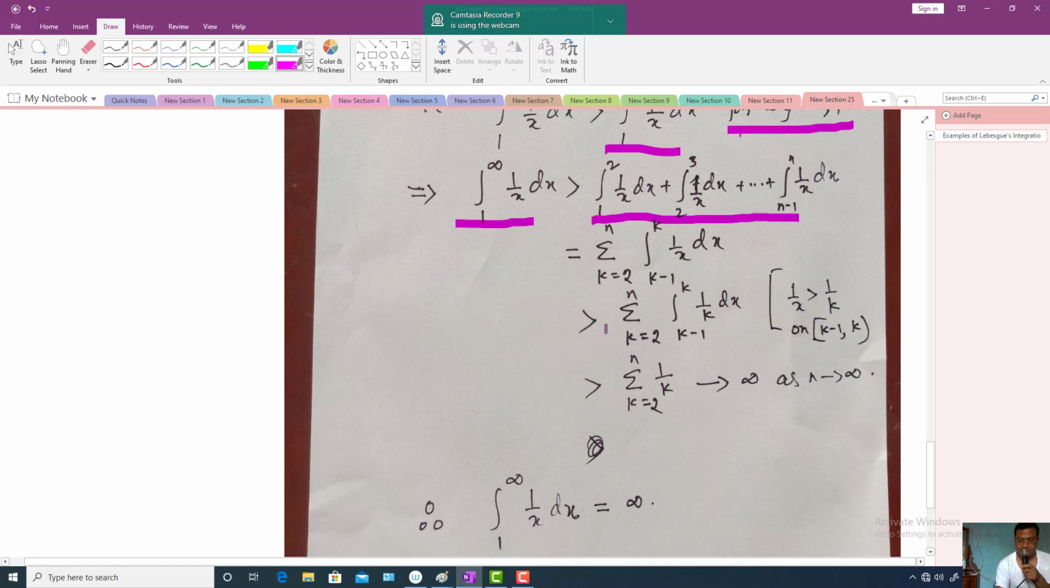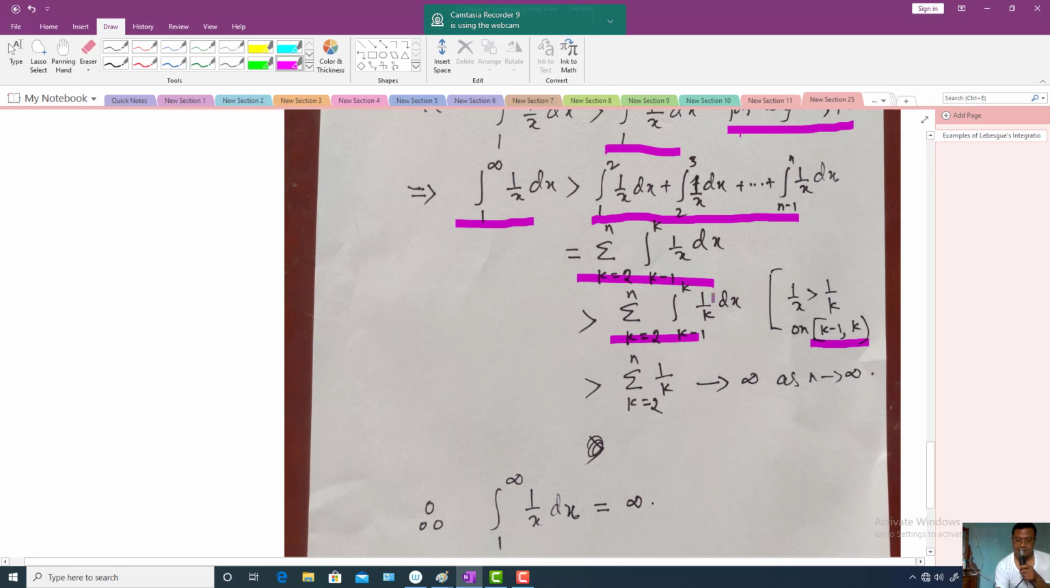Then 1 upon x is strictly greater than 1 by k in this domain. For any value in this domain, 1 upon x will be strictly greater than 1 by k. The reciprocal function is decreasing, so k is the greatest one, therefore 1 by k will be the smallest, smaller than any other value between k minus 1 and k. So if 1 upon x is replaced by 1 by k, then this is strictly smaller than the original.